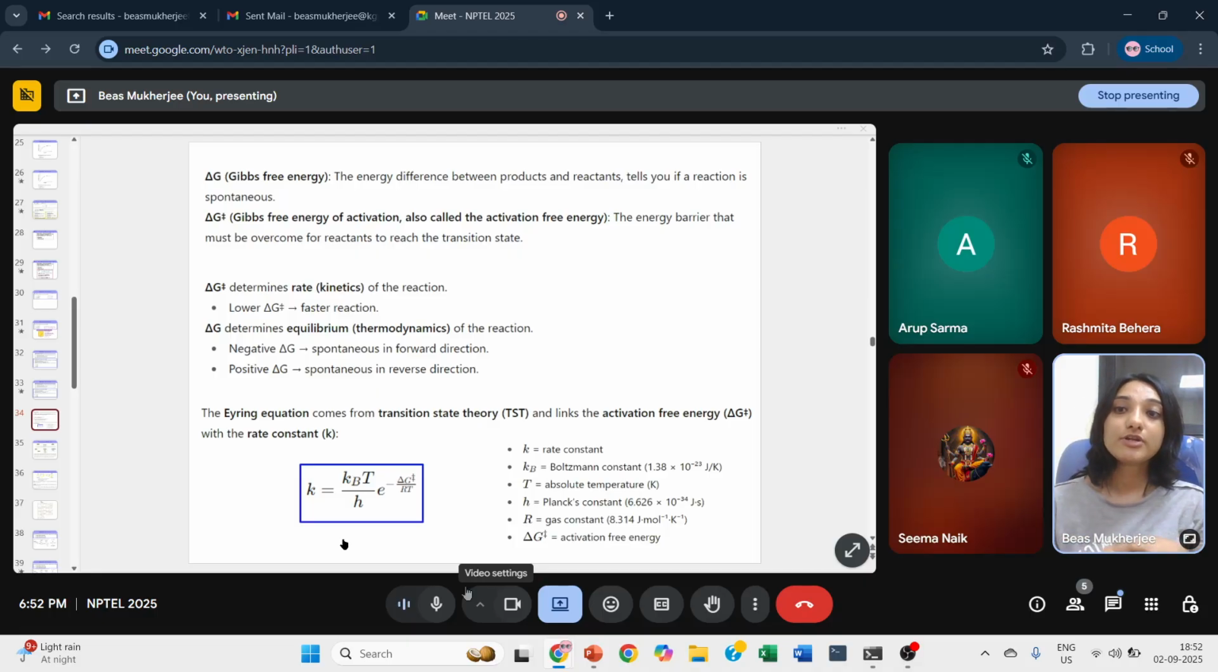Okay. So now if the delta G hash is lowered, that means the transition state can be achieved quicker and the reaction can happen faster. And if the delta G is more negative, that means the reaction is spontaneous and it will happen. Otherwise, it will not happen.